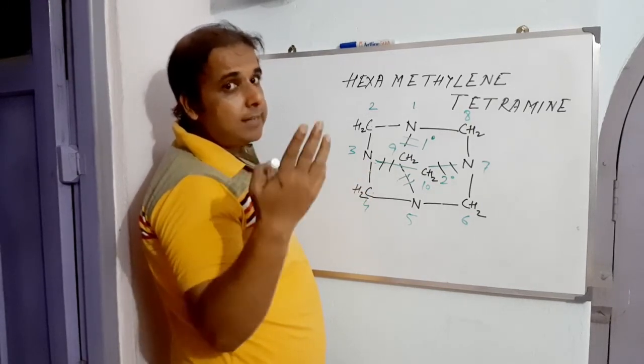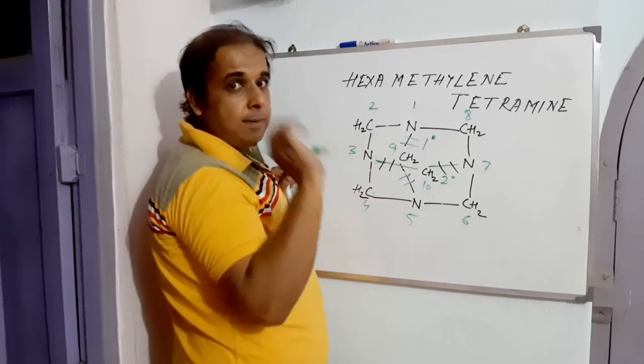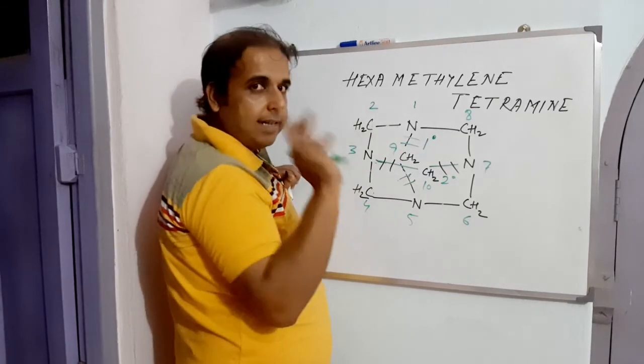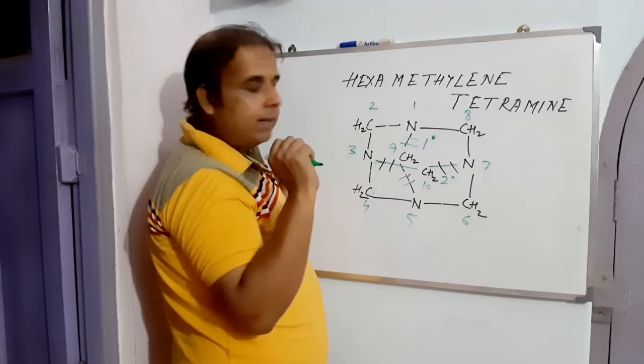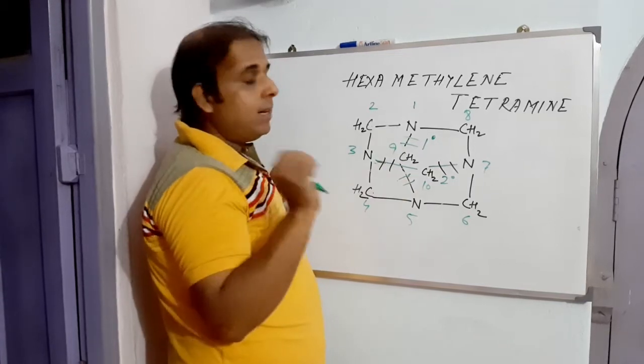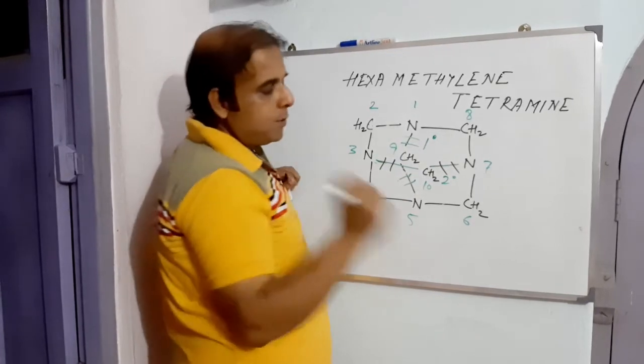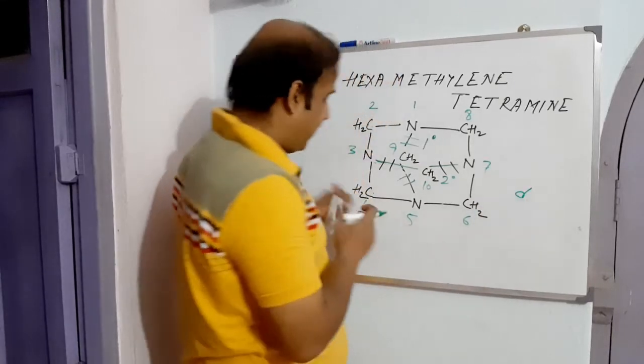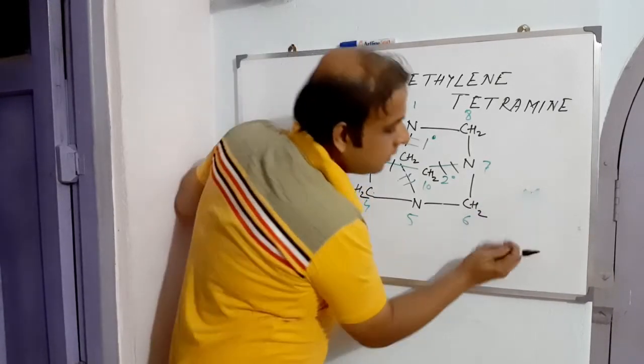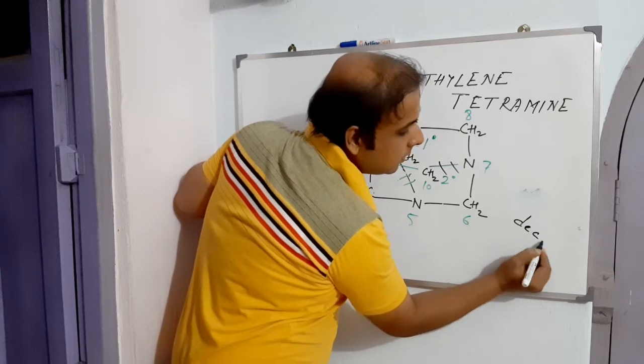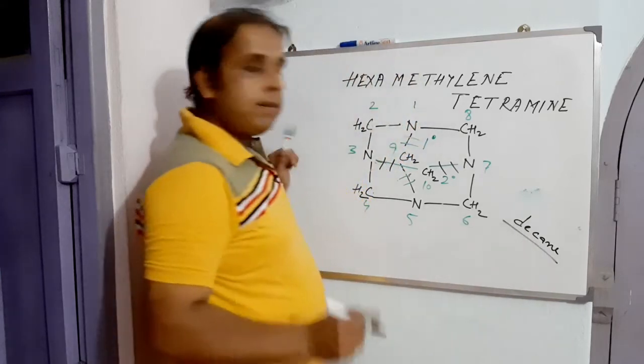not in the form of a heterocyclic system, right? So it's a carbocyclic system, you have to assume it. So 10 components are there, that means 10 carbons are there. Out of that, 6 are originally carbon and 4 are found to be pseudo carbon, right? So in that case we have to put straightway decane. Decane, right? So this is decane.